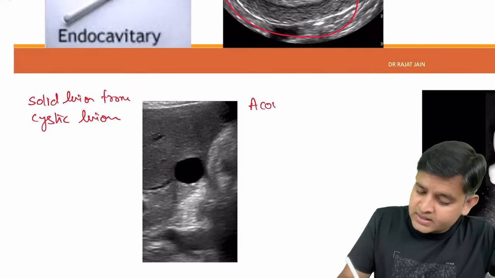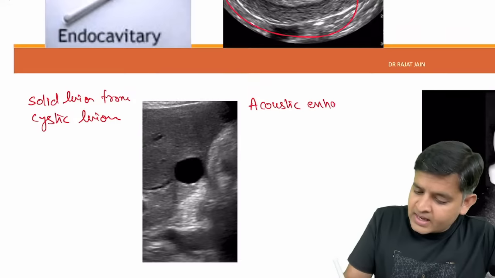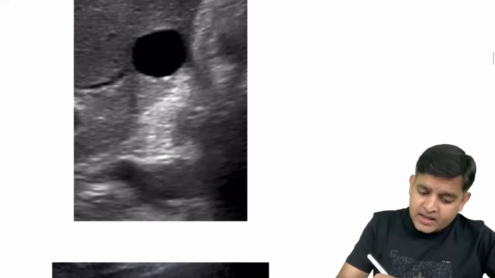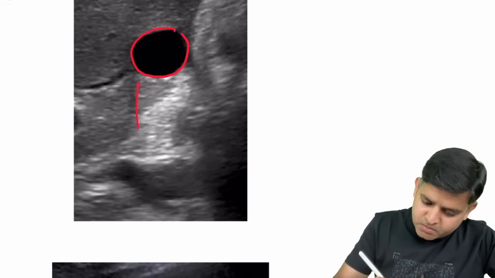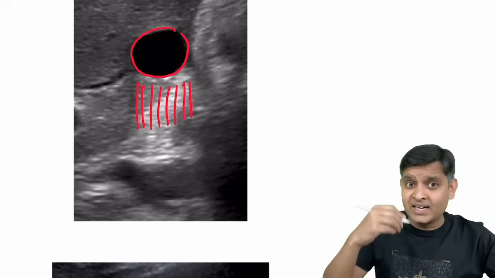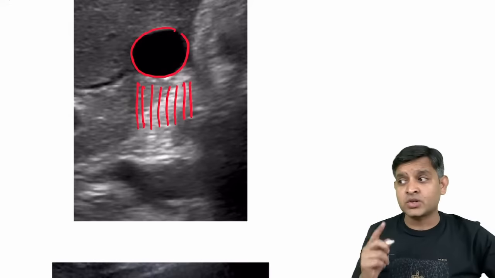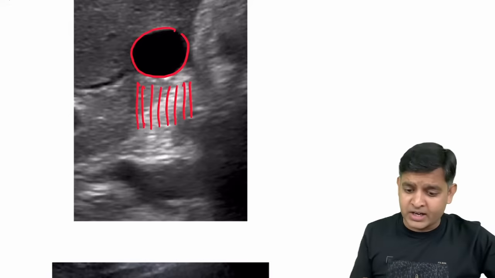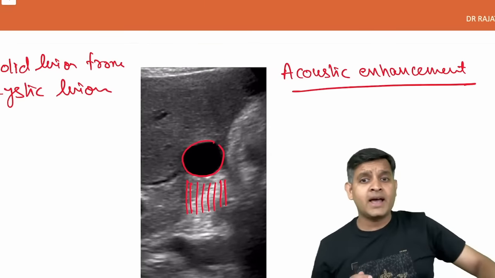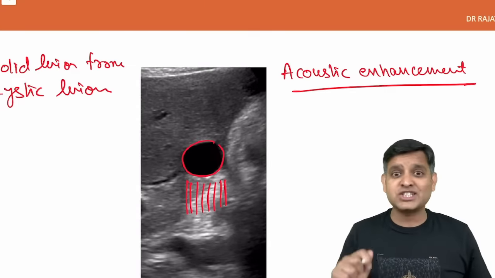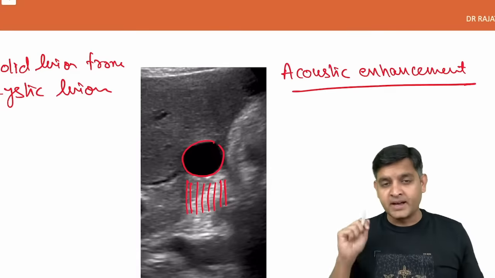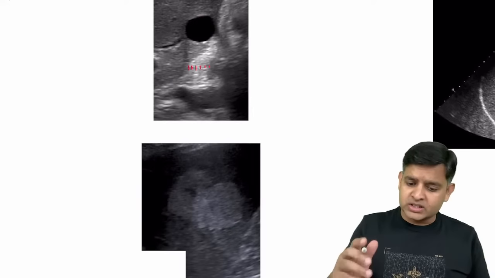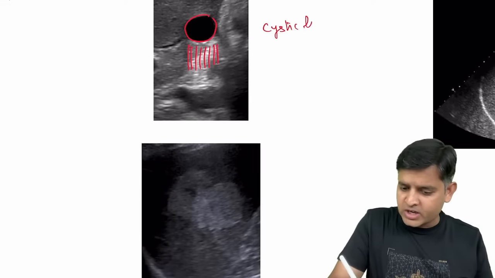It is acoustic enhancement. What is acoustic enhancement? If you see a lesion and you see more brightness behind the lesion, or posterior to the lesion, this is called acoustic enhancement. Increased brightness behind a fluid containing lesion is called acoustic enhancement. Any lesion that shows acoustic enhancement is a cystic lesion. Any lesion that does not show acoustic enhancement is a solid lesion. So this is definitely a cystic lesion.